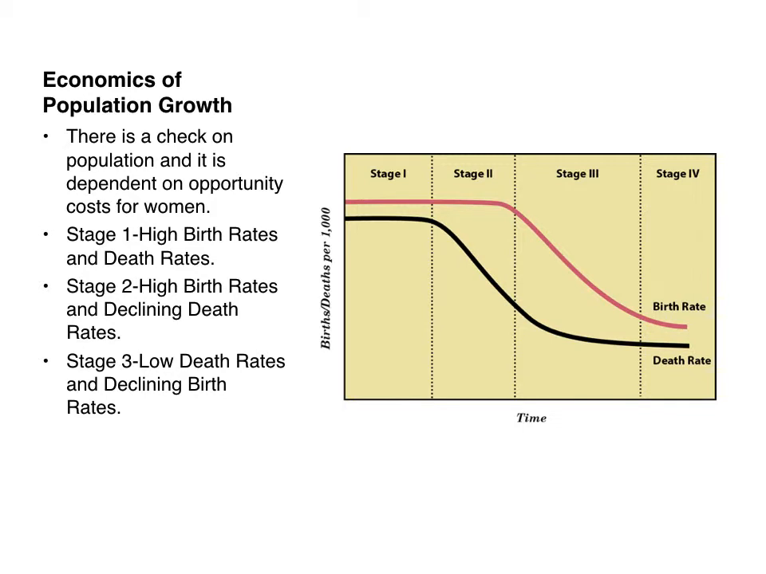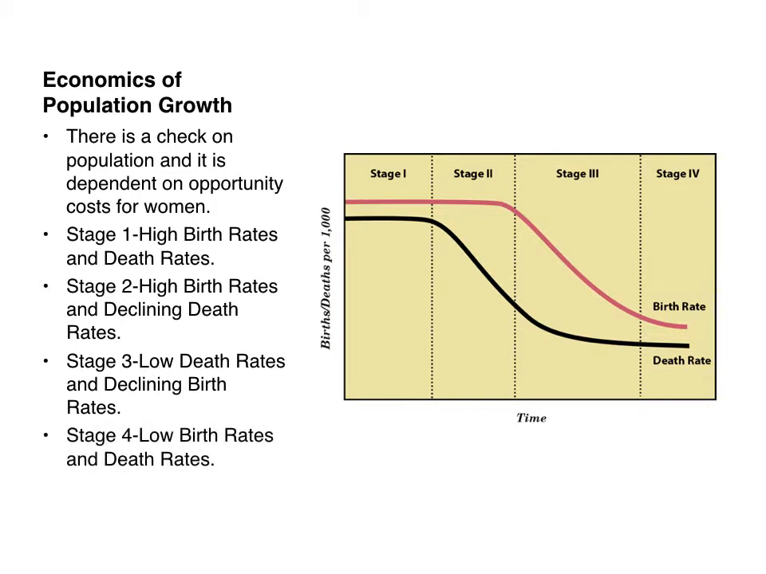Stage 3, we have low death rates and declining birth rates. This, according to this theory, is where Western Europe has moved towards, wherein we have a declining birth rate. There's a higher opportunity cost to having children, and also a little bit of a leveling off and still declining or low death rates because people are generally living longer because of increased health and sanitary conditions.